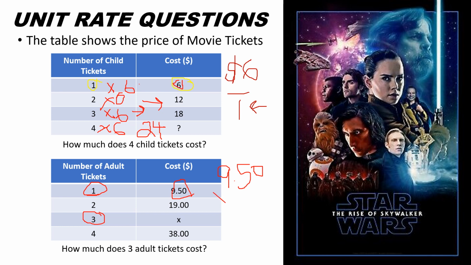$9.50 times 3. Remember that the decimal point is here, so when we're done, we will need 2 decimal points behind in our answer. So 3 times 0 is 0. 3 times 5 is 15, so we'll put the 5 and the 1. 3 times 9 is 27, plus 1 more is 28. And don't forget that your decimal point goes right here. So the cost of 3 tickets would be $28.50.